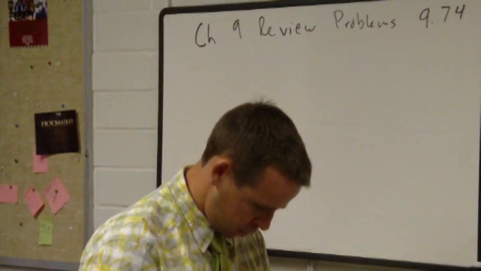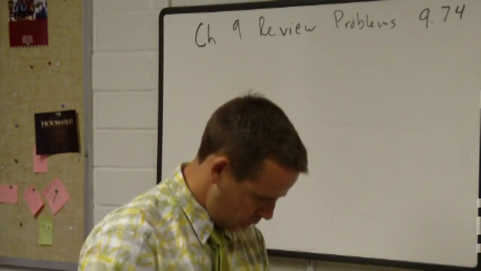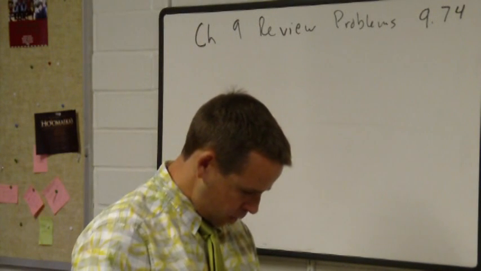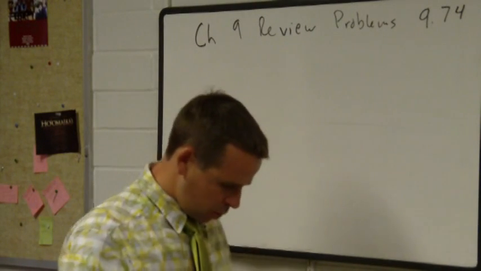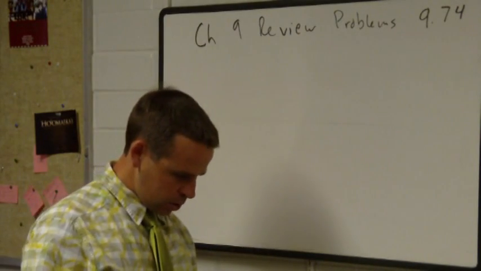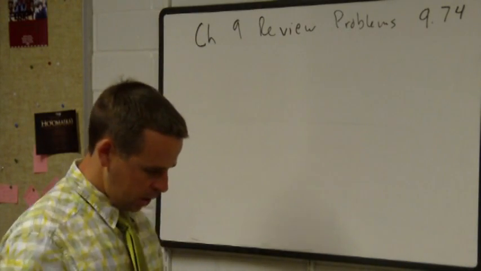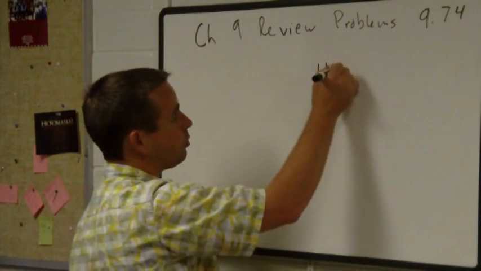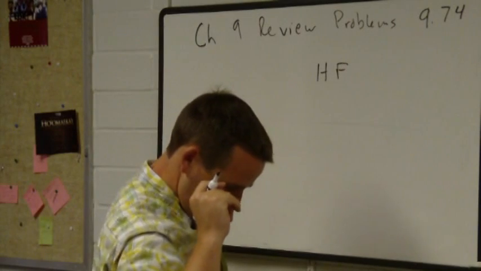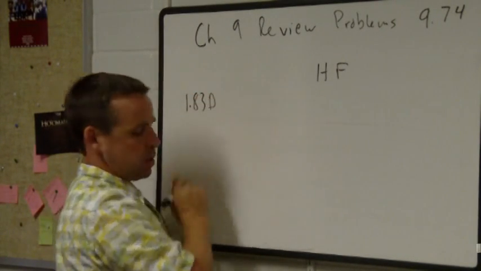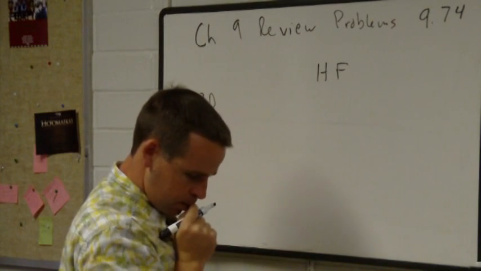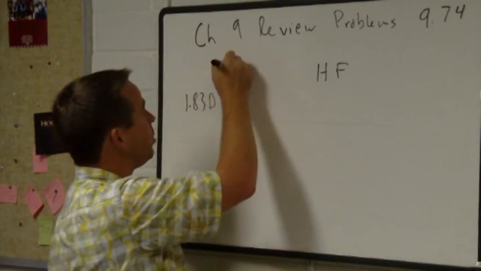Let's see, what is it? The dipole moment of HF is 1.83 debye. The bond length is 917. Calculate the amount of charge in electron charge units on the hydrogen and fluorine atoms in the HF molecule. So we have the hydrogen fluoride. The dipole moment is 1.83 debye, and the distance is 917 picometers.